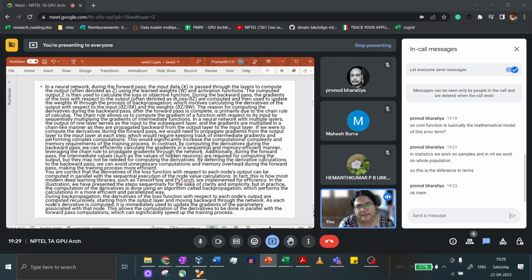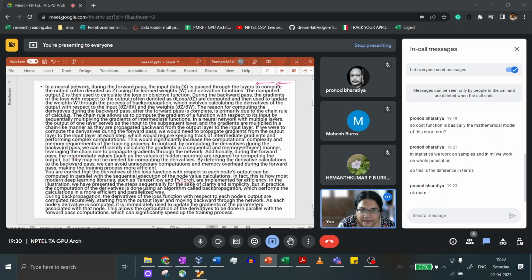So this answer basically says that since you have this chain rule coming in and you have this propagation of gradients back to the input, it will not only increase the memory usage but also increase the complexity of your computations. So this would significantly increase the computational complexity and memory requirements of the training process. In contrast, by computing derivatives during the backward pass, we can efficiently calculate the gradients in a sequential and memory efficient manner, leveraging the chain rule to propagate gradients in the network.